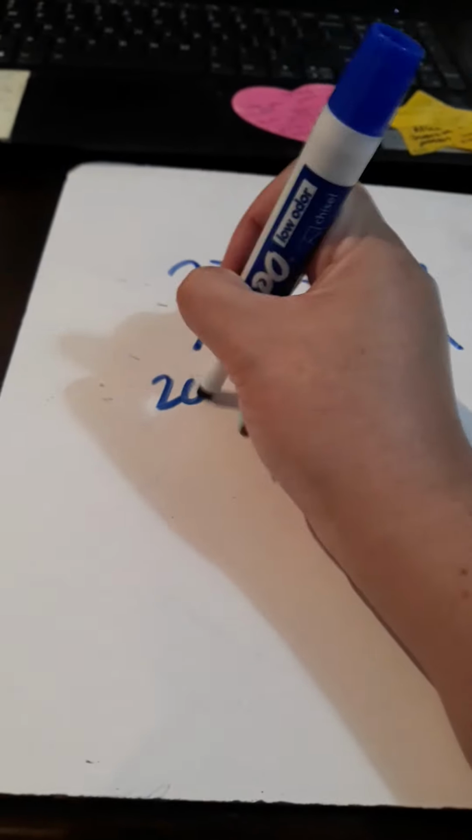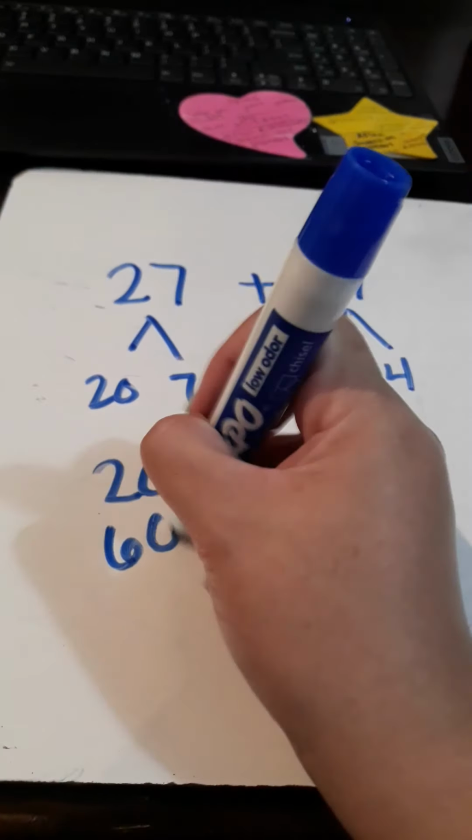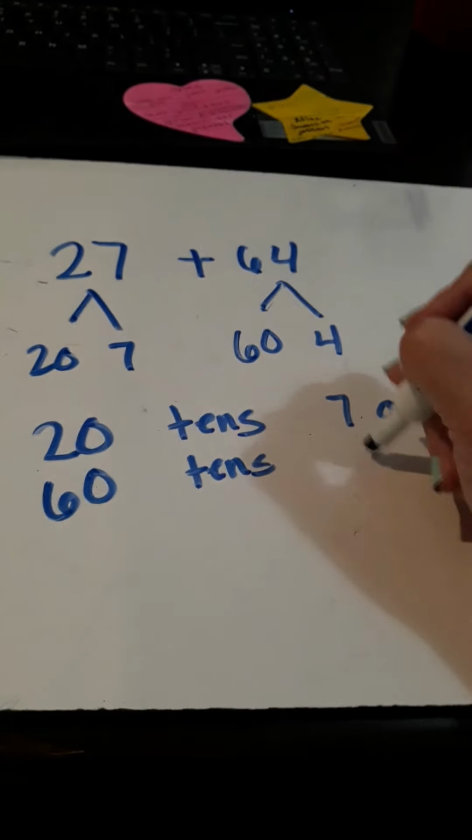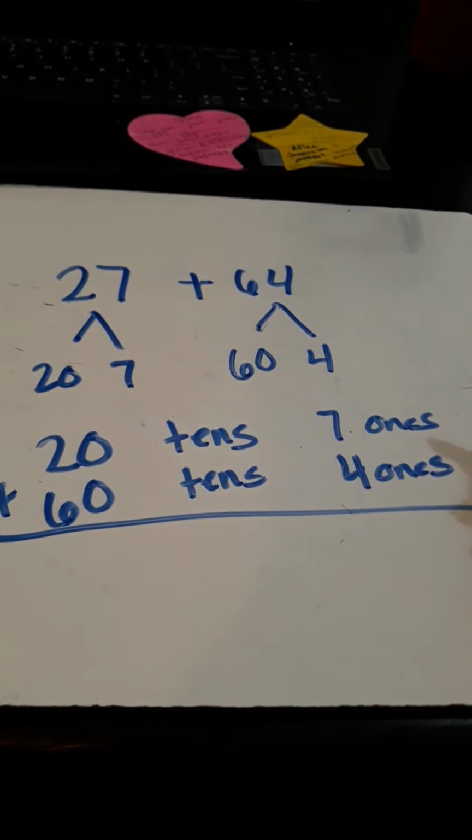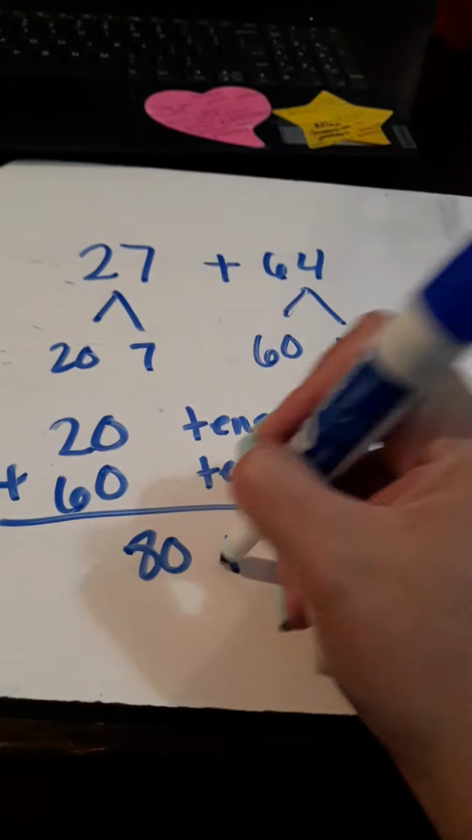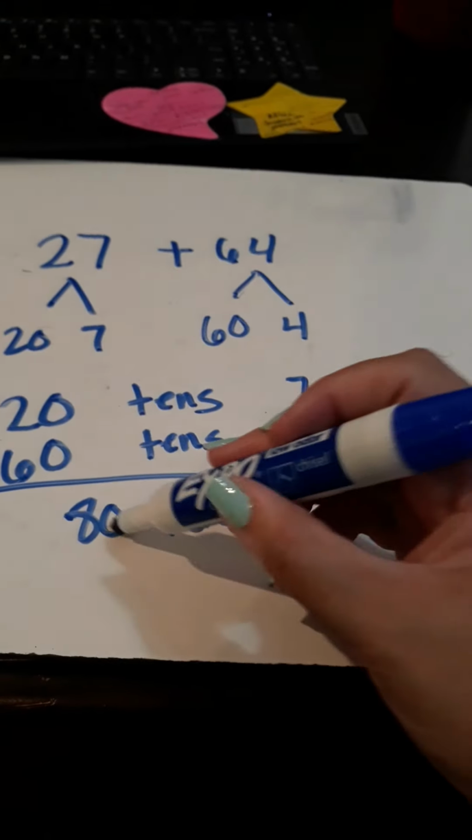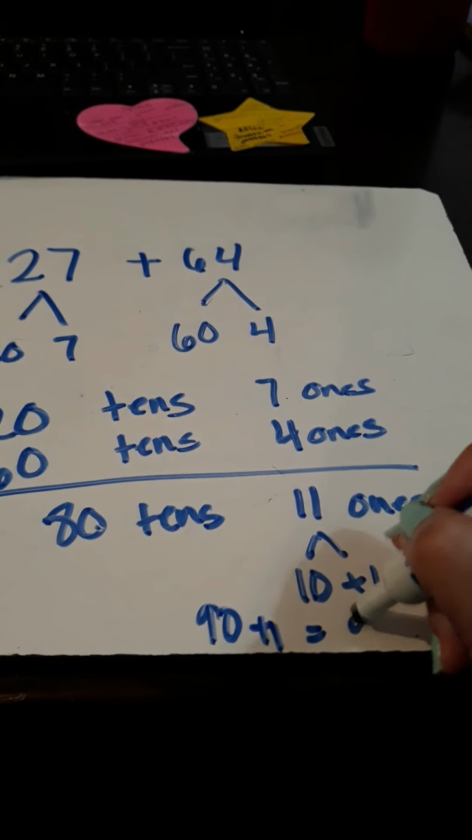Another way that they could break it apart is by putting the 20 and the 7, the 60 and the 4, and then adding the 10s, which are 20 and 60, and the 1s, 7 1s and 4 1s, and they just added it together. So we have 11 1s and 80 10s, and then they would break it apart again. So 80 plus 10 is 90, plus the 1 equals 91.